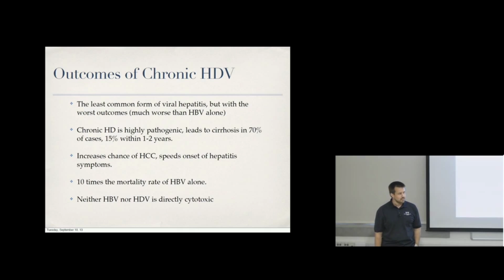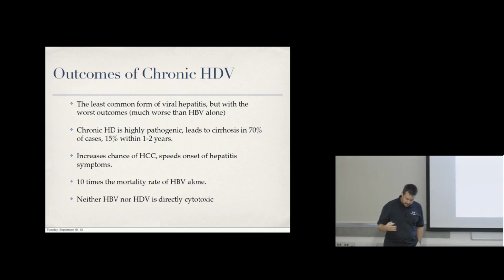You would have to do some serious drinking every morning, noon, and night, I think, to get to this kind of cirrhosis at that kind of speed. It also increases the chances of hepatocellular carcinoma and makes the onset sooner. It has 10 times the mortality rate of hepatitis B alone.